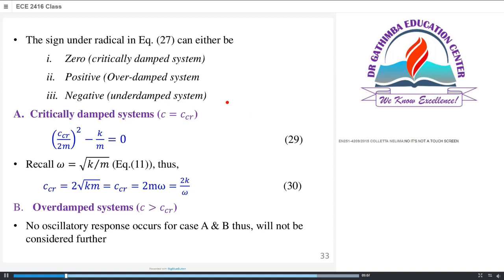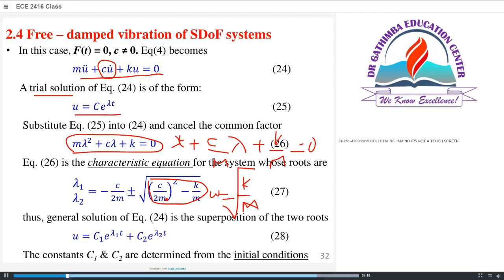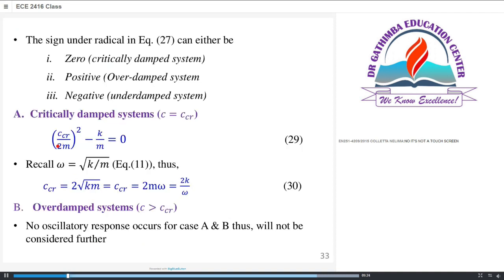So let's see what this means. For a critically damped system, it means the damping coefficient C is equal to C critical. So now you see this part, what is under the square root. So C will be C critical. So C critical over 2m, this mass, minus this part K over M is equal to 0 for a critically damped system. Okay?